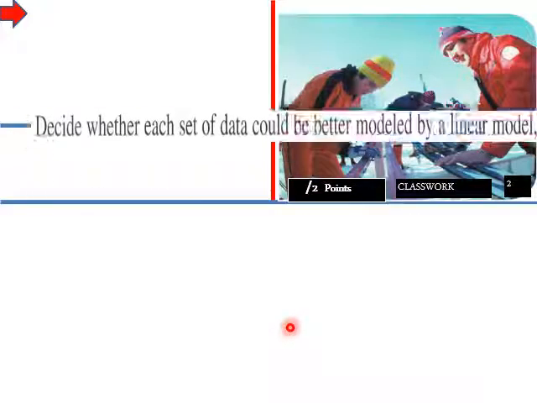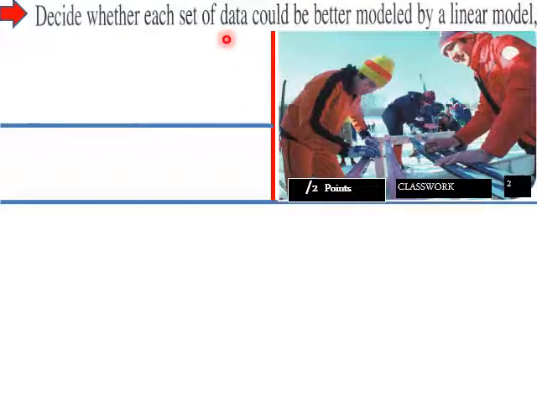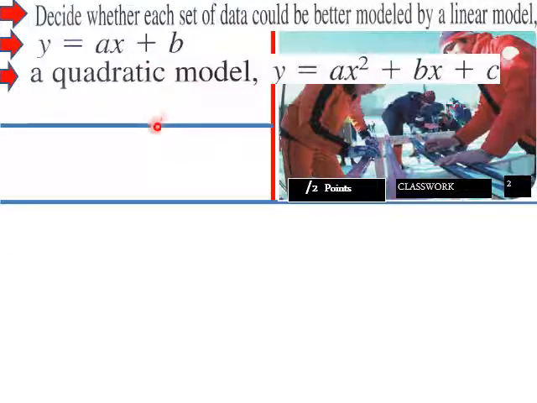So decide whether each set of data could be better modeled by a linear model, so y equals ax plus b, a quadratic model, y equals ax squared plus bx plus c, or neither. So let's see what we've got here. This is your set of data.